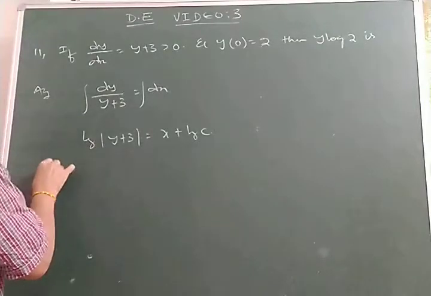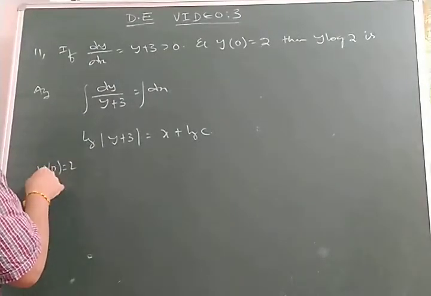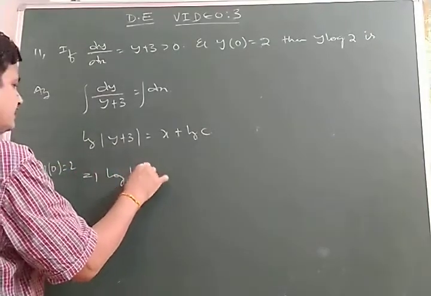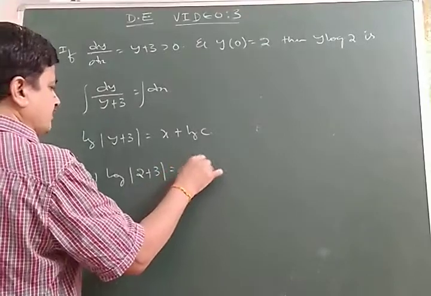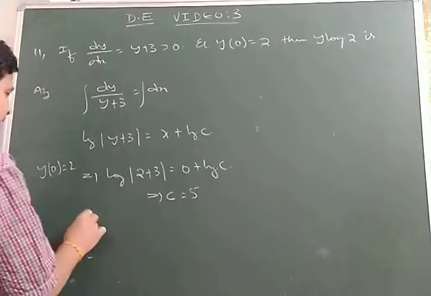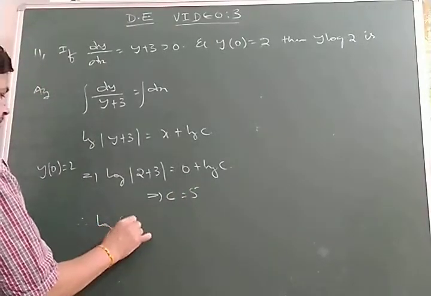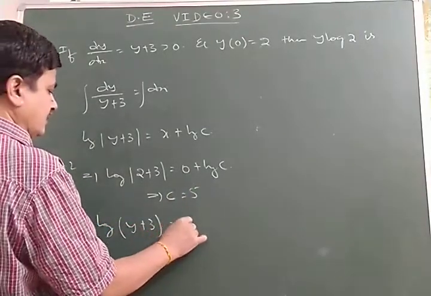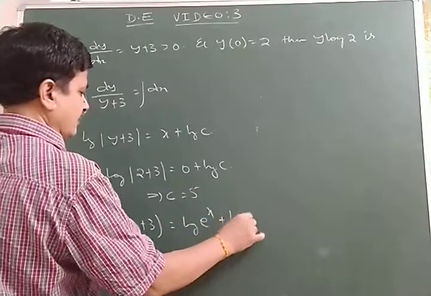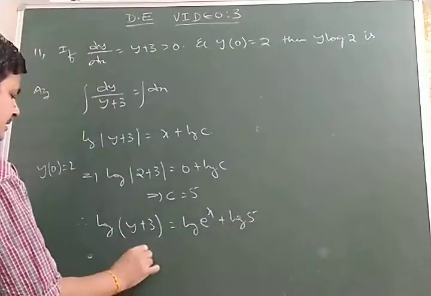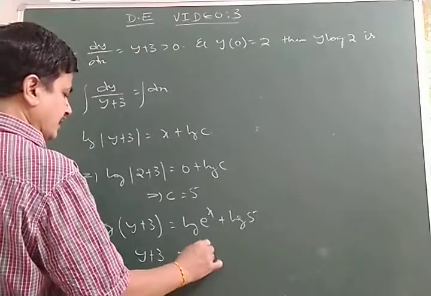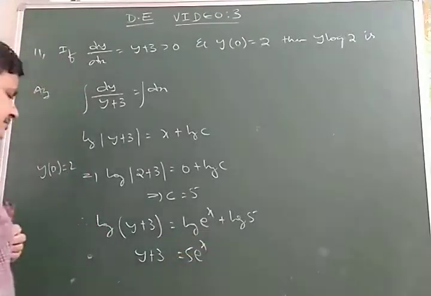Given y(0) = 2. That means when x = 0, y = 2. So log(2 + 3) = 0 + log c. So that implies c = 5. Therefore log(y + 3) = log e^x + log 5. Now this can be written as y + 3 = 5 e^x.